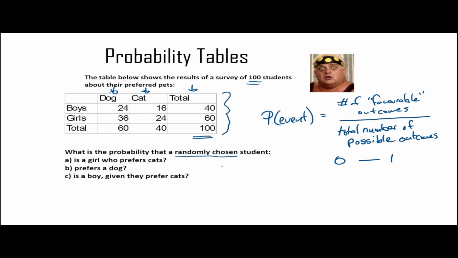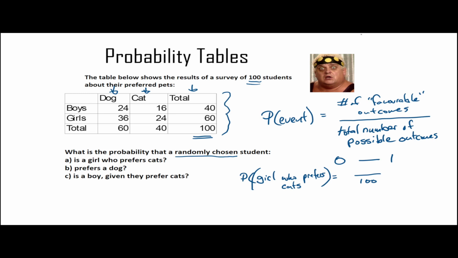So how many students are there in total? There's 100 students. How many of these are girls who prefer cats? Well, it's this one here, cats and girls. So it's going to be 24. So the answer is 24 over 100. We could rewrite that any number of ways, 0.24. We could express it as a percentage. However you want to do it, that's the correct answer.